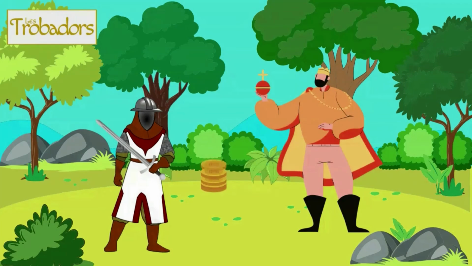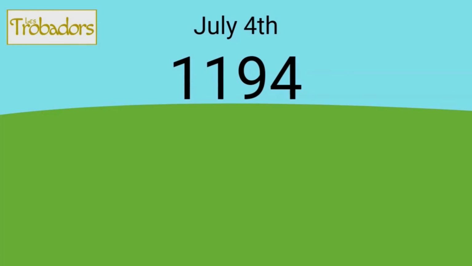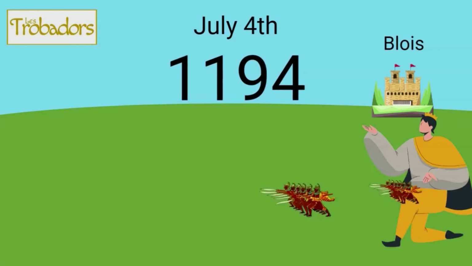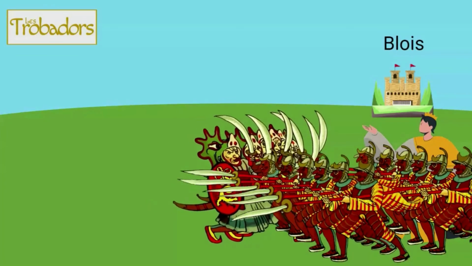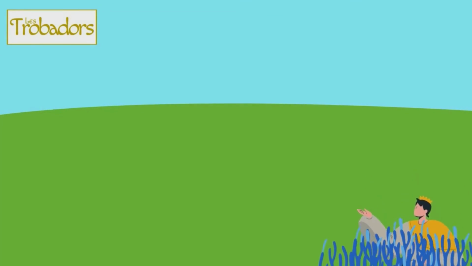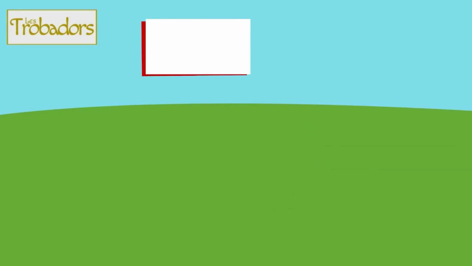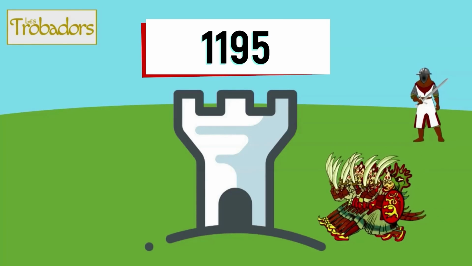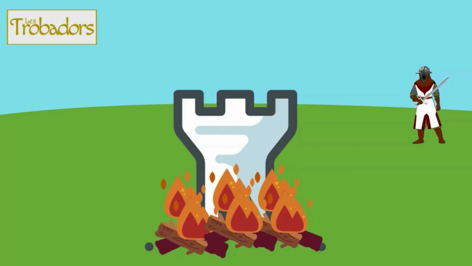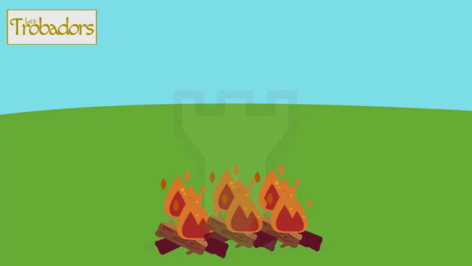Richard hired a mercenary called Mercadier. On July 4th, 1194, near Blois, Richard attacked the French army. Philip Auguste was almost drowned, but escaped. In 1195, Richard's army, commanded by Mercadier, destroyed Issoudun.